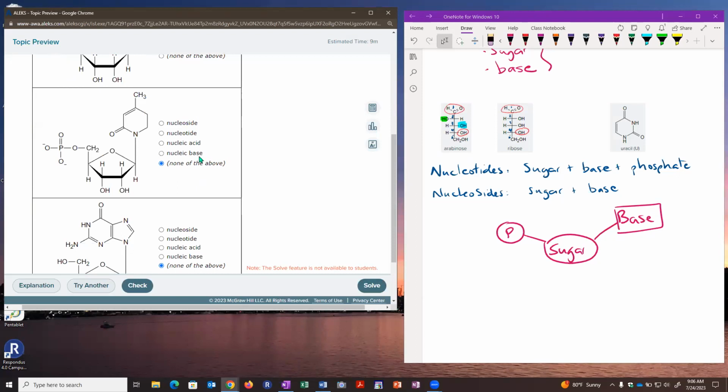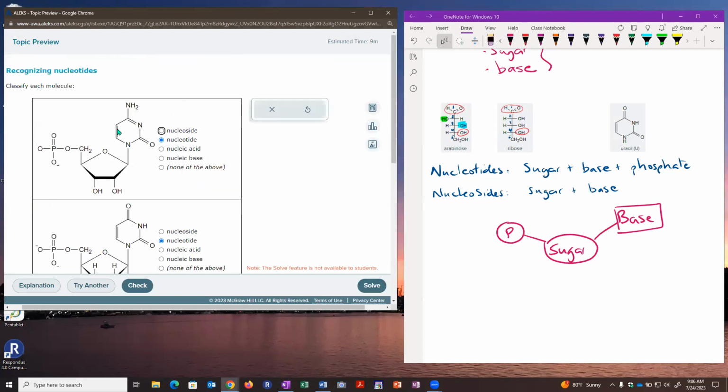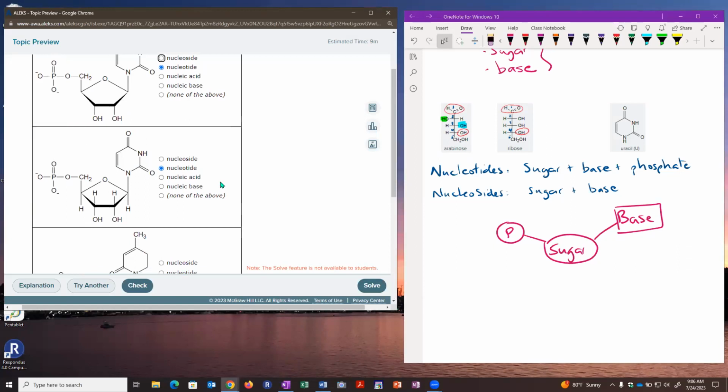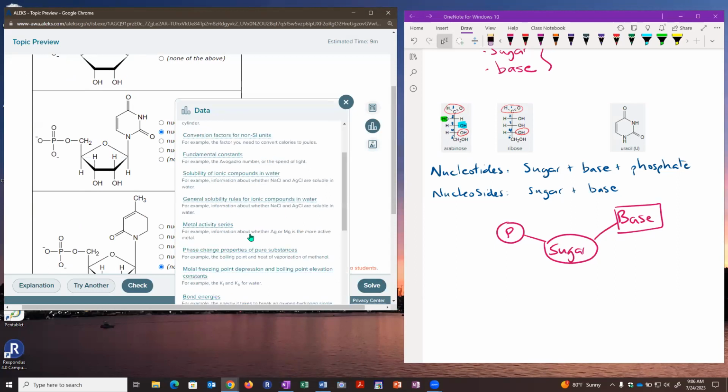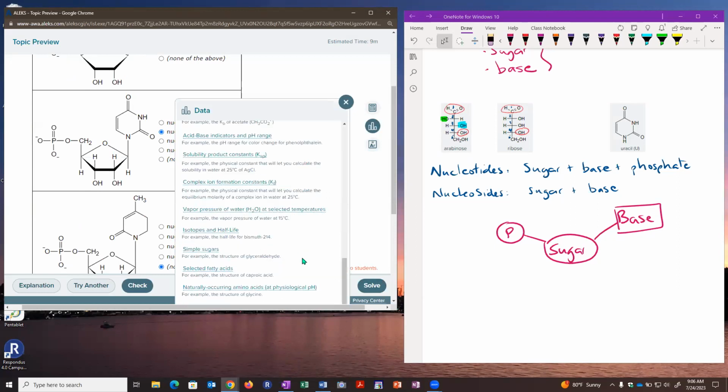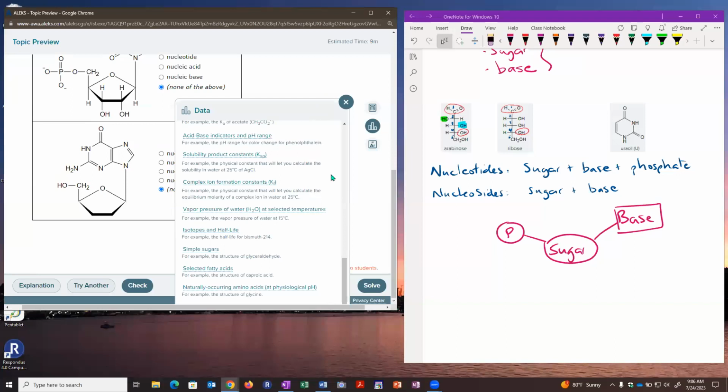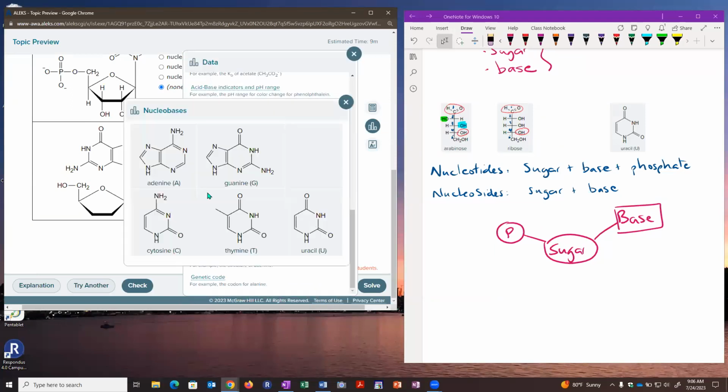Another thing to keep in mind is if you're not sure whether the structure drawn on the right is one of the nitrogen-containing bases, whether it's A, T, C, G, or U, you can always go to your data tab here on the right, scroll down to the nucleobases, and it will give you the structures of these, just to confirm that they are actually bases that you'd find in a nucleoside or a nucleotide.